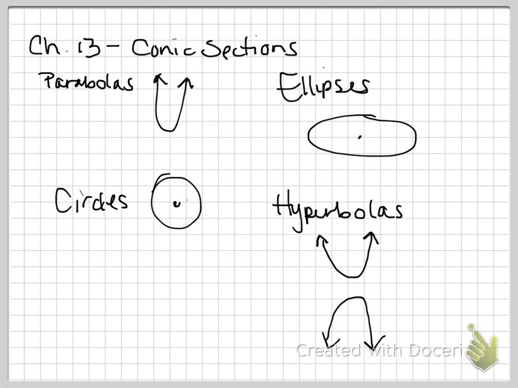In this video, we're going to talk about Chapter 13, conic sections. And when we talked about conic sections, we talked about 4 different kinds: parabolas, circles, ellipses, and hyperbolas. In this video, I'm going to show you examples of how to graph each type of conic section when the conic sections are in standard form.